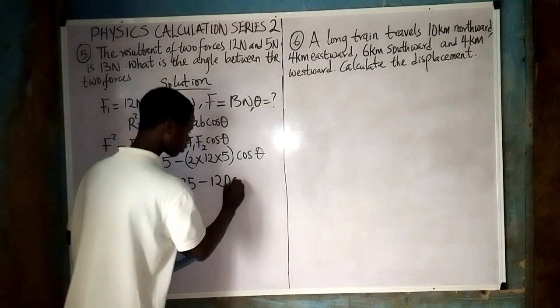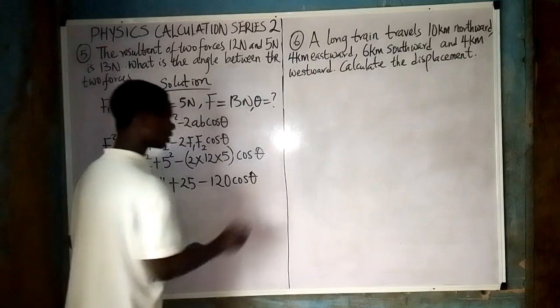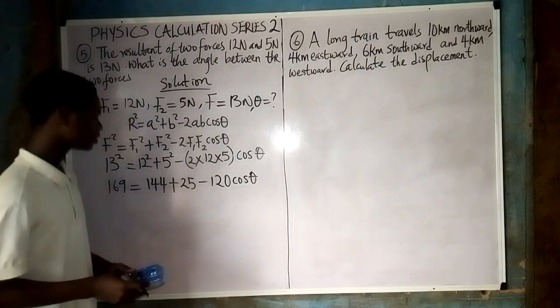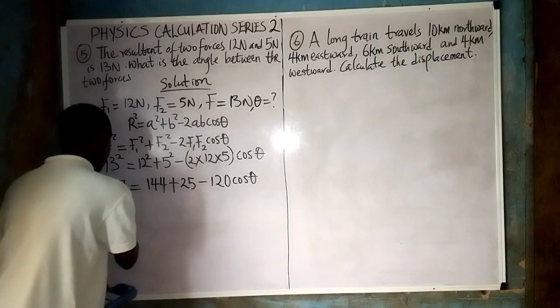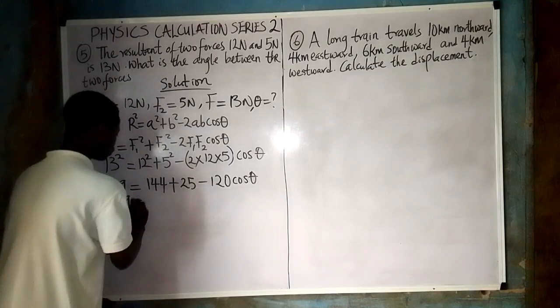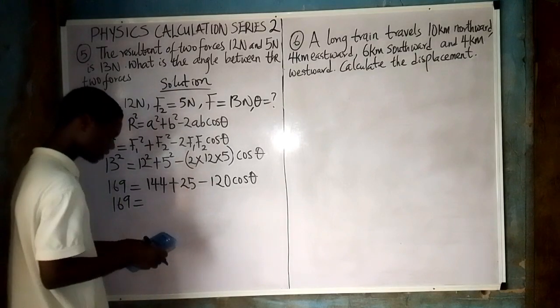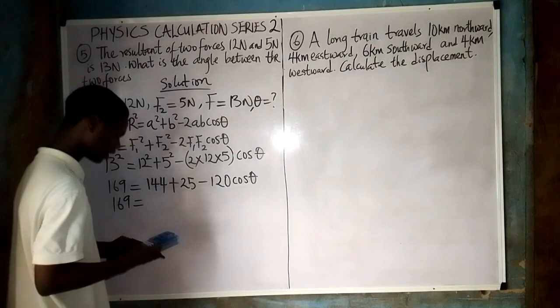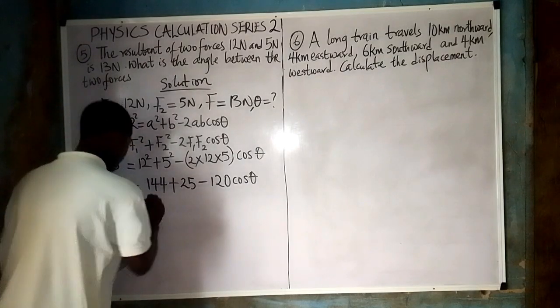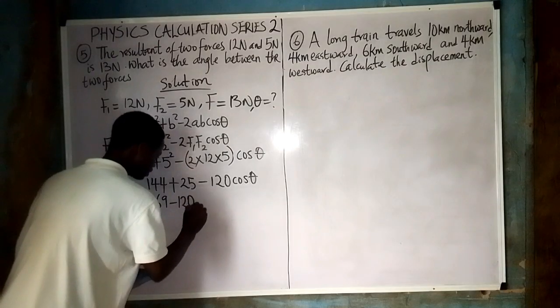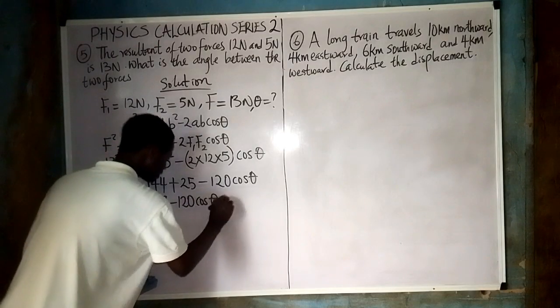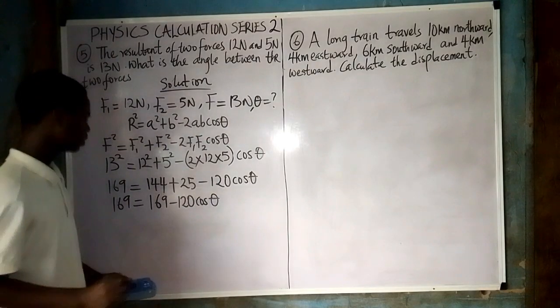120 cos theta. That is what we now have. So we progress from here. 169 is equal to this added to this. That's what we have. 144 plus 25 is also 169. So we write 169 minus 120 cos theta. Are you seeing that? So what will now happen from here?